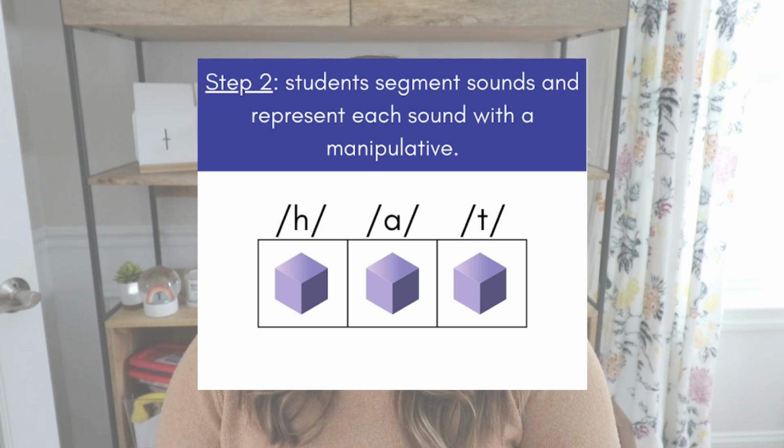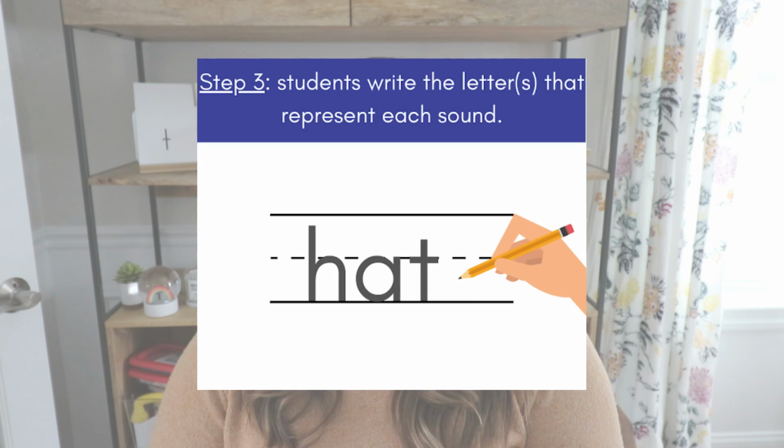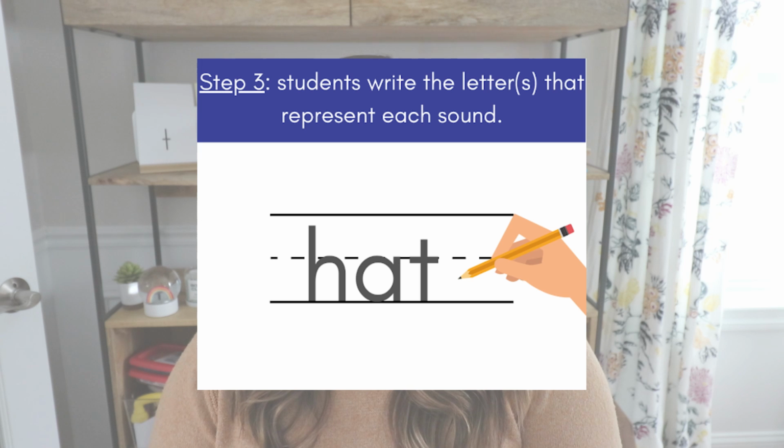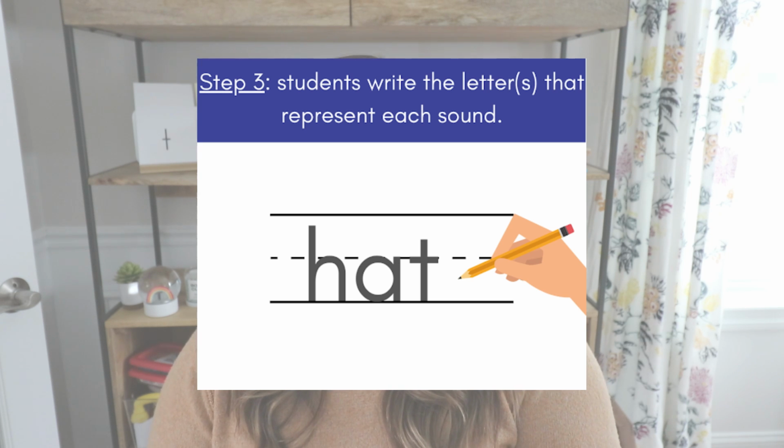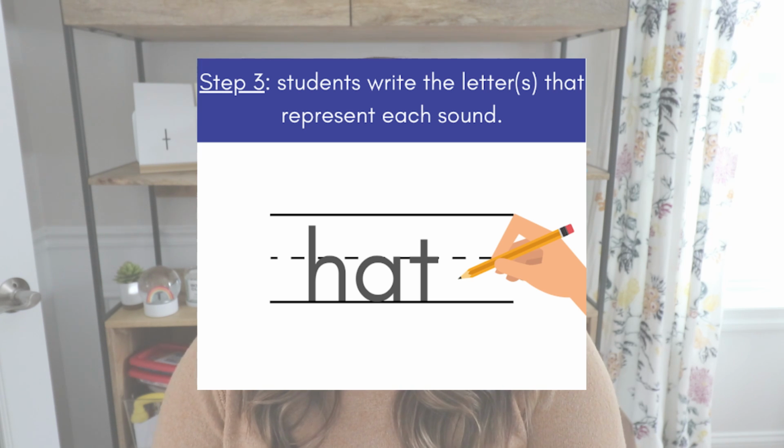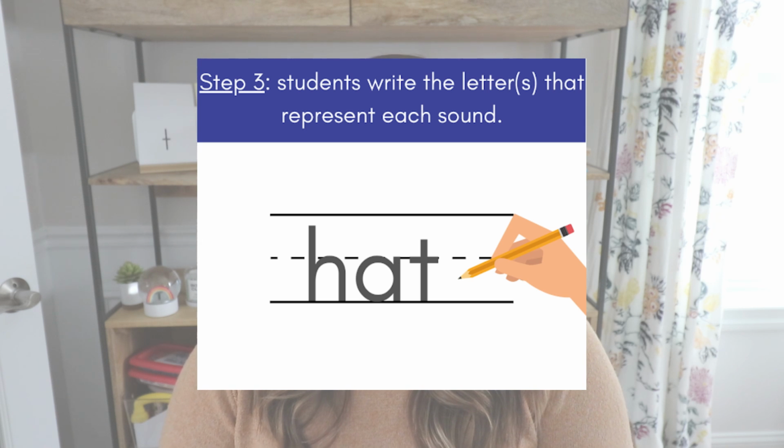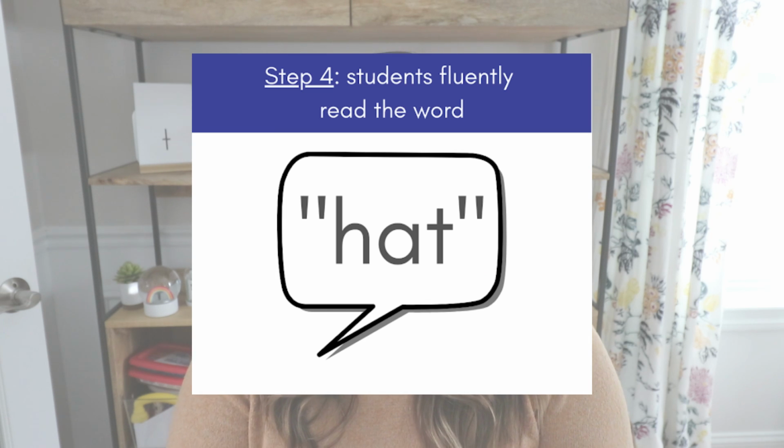Now we need the letters, the graphemes. Step 3 is to represent each sound with its letters. Here students will go ahead and write the letters that connect to each sound they're making. So h is H, a is A, and t is T. And step 4 is to simply look at the word and read it fluently, hat.